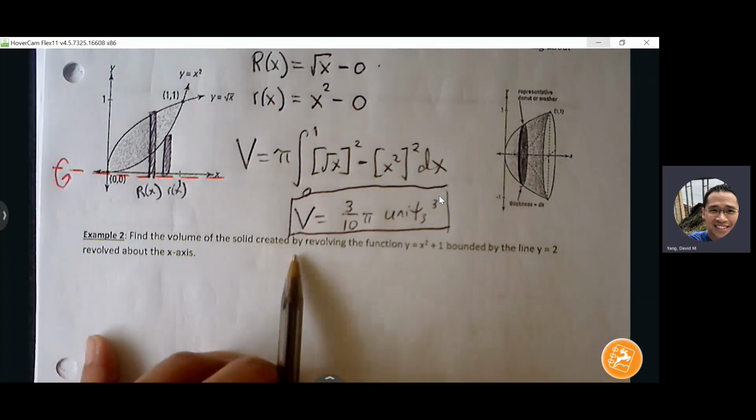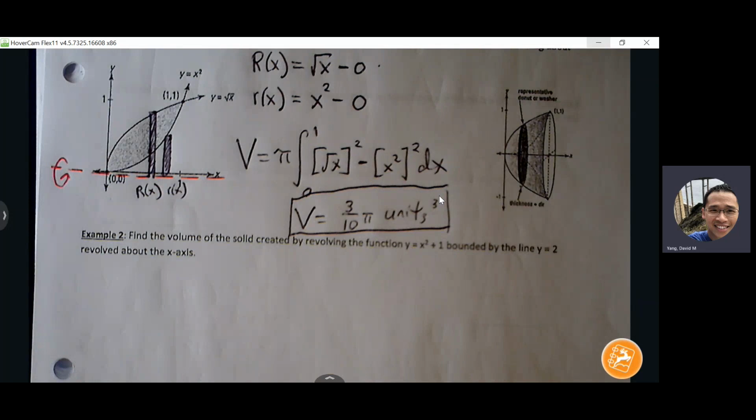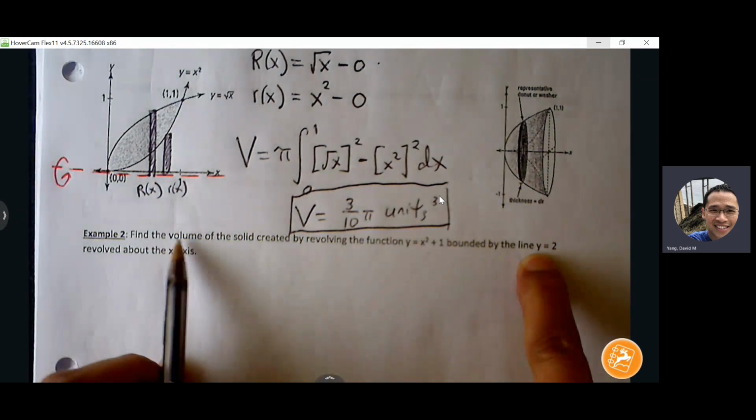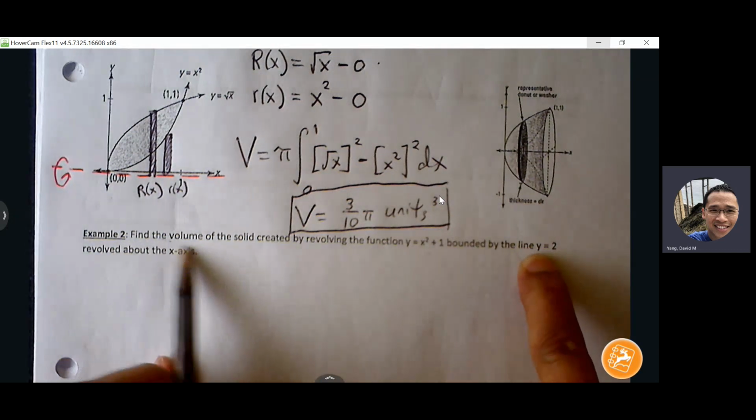Okay, find the volume of the solid created by revolving the function y equals x squared plus 1. That's a parabola with a y-intercept of 1 that's opening up, bounded by the line y equals 2, revolved about the x-axis. Okay, so we have the two graphs here. That's going to create our shaded region, but then our rotation is along a different line.